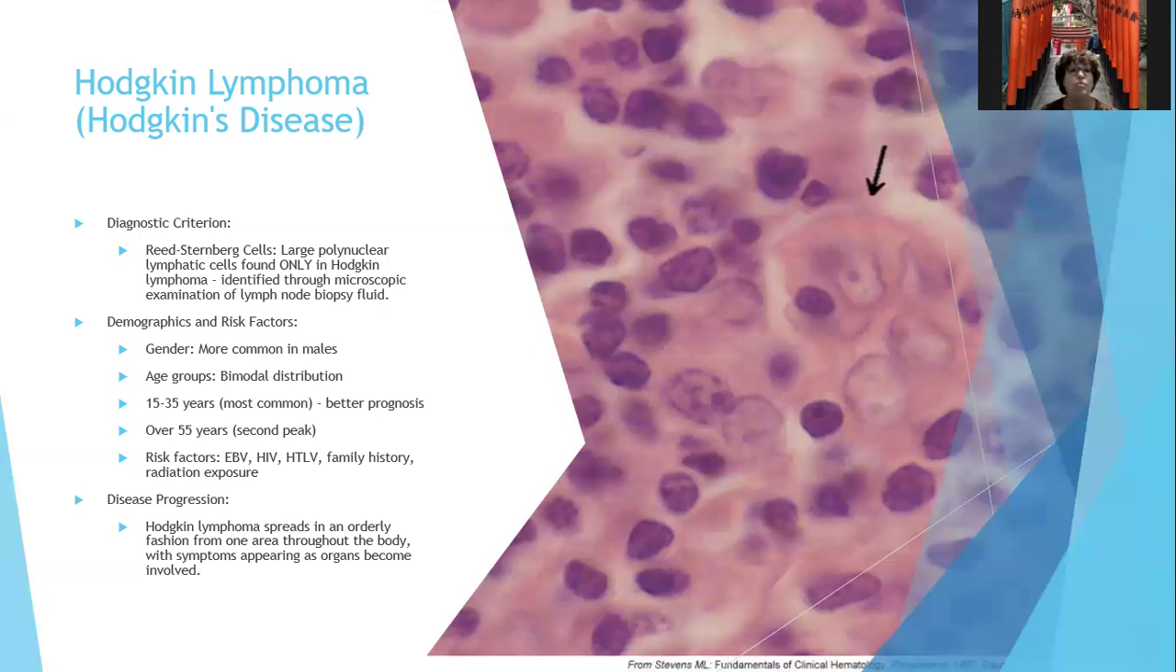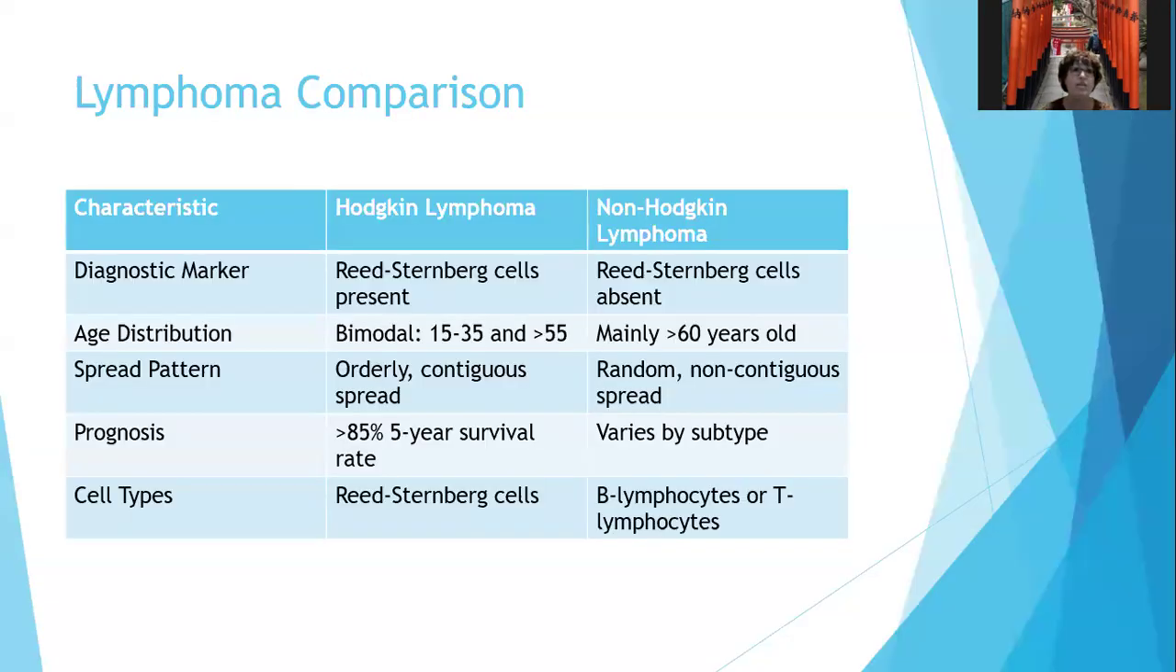Hodgkin lymphoma spreads in an orderly fashion from one area throughout the body with symptoms appearing as organs become involved. So it usually starts with one lymph node, one area, and then spreads from there. So that's one, and it's organized and orderly. It doesn't show up like here and then way over here. It goes in an orderly fashion. Non-Hodgkin lymphoma doesn't. It is random and a non-contiguous spread.